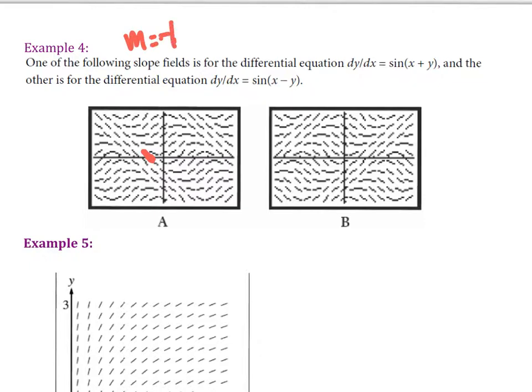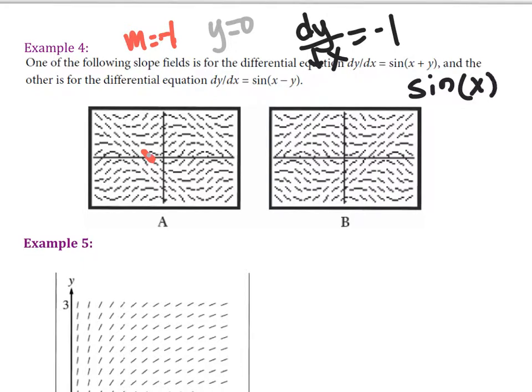And that slope of negative 1 has absolutely no dependence on y because y is 0 right there. So that tells me that the derivative here, dy dx, equals negative 1 there, and y is 0. So y has no effect on it, so the sine of x equals negative 1 at that point, right? I know that the sine of negative pi over 2 equals negative 1.